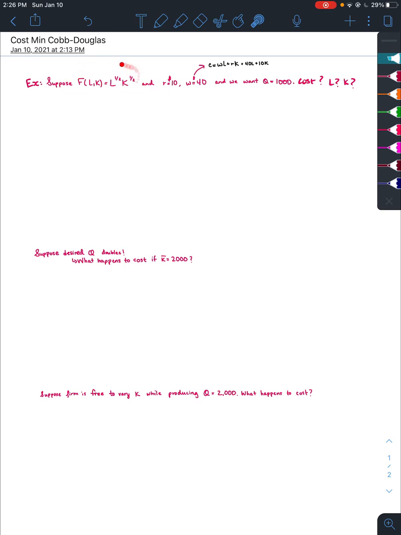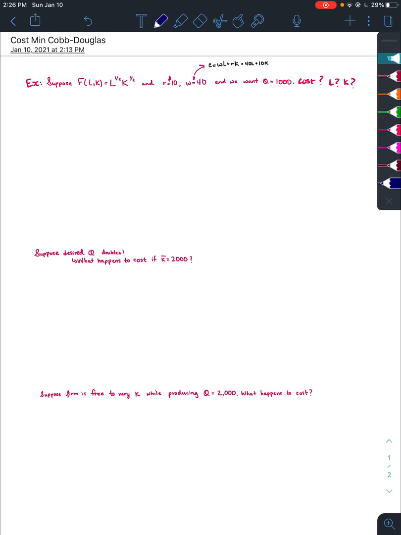We're going to focus on a Cobb-Douglas production function with a rental price of $10 and a wage of $40. And our constraint here is quantity to be 1,000. And our question is, what is the cost needed? That is the cost min problem. What is the cost needed to achieve that 1,000, and what is the amount of labor and capital we'll be using to achieve that cost?